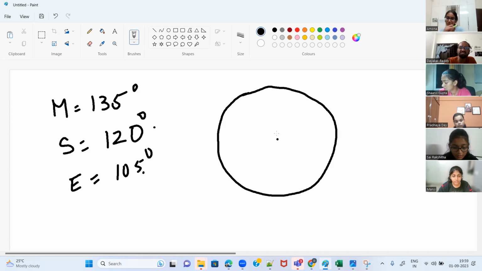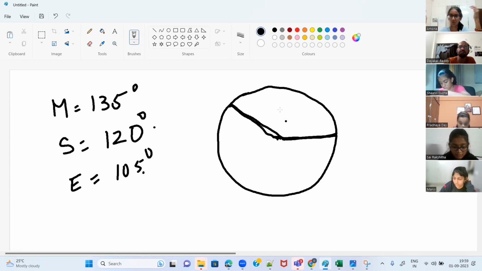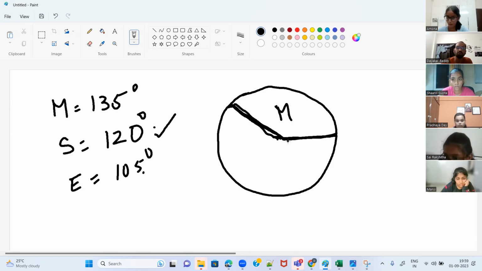Now this is the center of the circle, right? Take your protractor and measure 135 degrees. Using the protractor, you measure this. This is maths. Next, from this line, keep the protractor on this line and measure 120 degrees. Probably it will come here. So this is your science. And the remaining will obviously be 105 degrees. This is nothing but English.